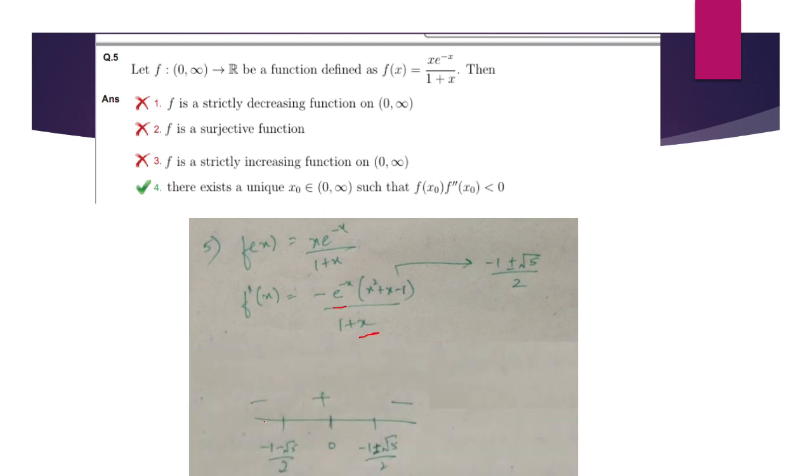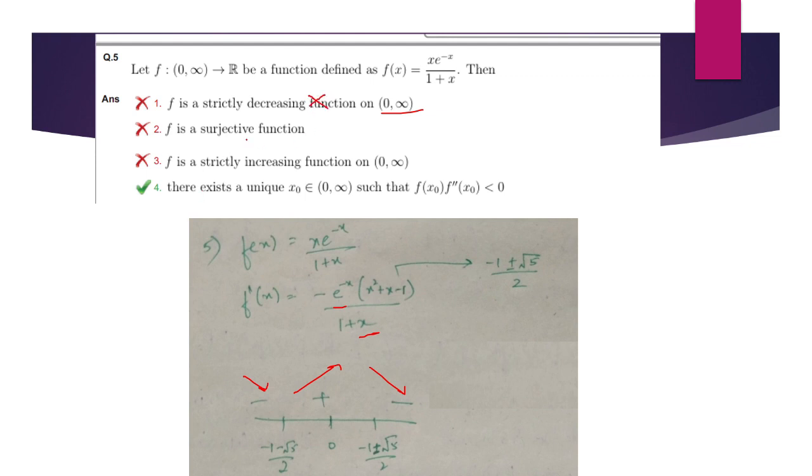So we'll make a number line, simple, and then write negative, positive, and negative, as we always do. Means over here it is a decreasing function, over here it's an increasing function, and then it's a decreasing function. Well, let's ask, f of x is strictly decreasing on 0 to infinity. It is no, so this is the wrong option.